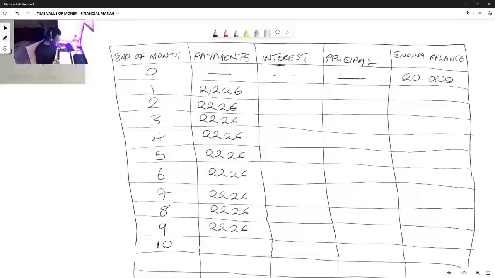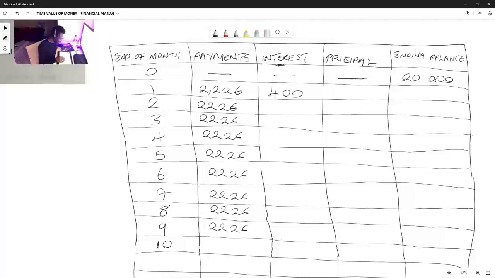Okay, so we know that in order for us to get the principal, or sorry, the interest, we're going to have to multiply our interest rate per month by 20,000. Okay, so we're going to multiply 20,000, which is our ending balance for period 0, by 2%. So we're going to have 20,000 times 0.02, which is 2%. And then we're going to get what? 400. So we're going to put 400. Okay, so we have our 400 there.